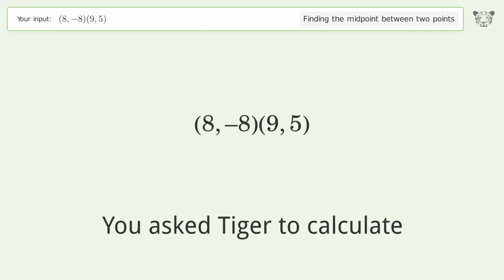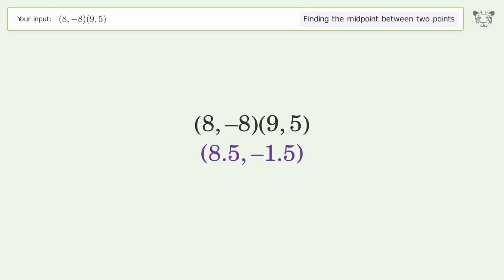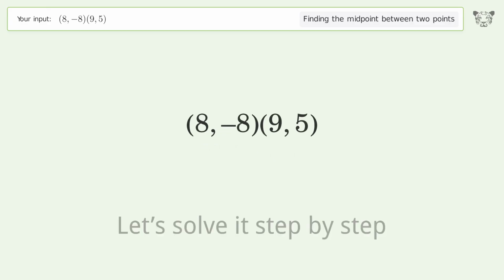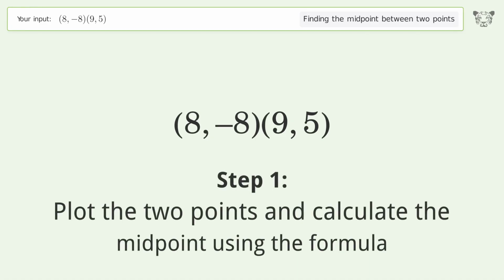You ask Tiger to calculate. This deals with finding the midpoint between 2 points. The midpoint between the 2 points is 8.5, negative 1.5. Let's solve it step by step. Plot the 2 points and calculate the midpoint using the formula.